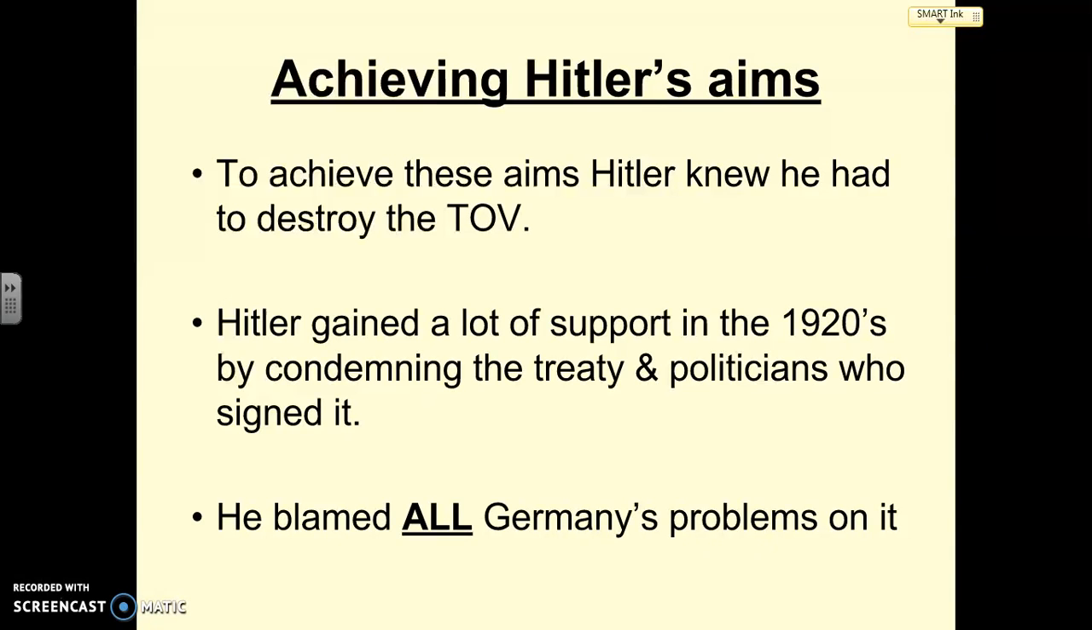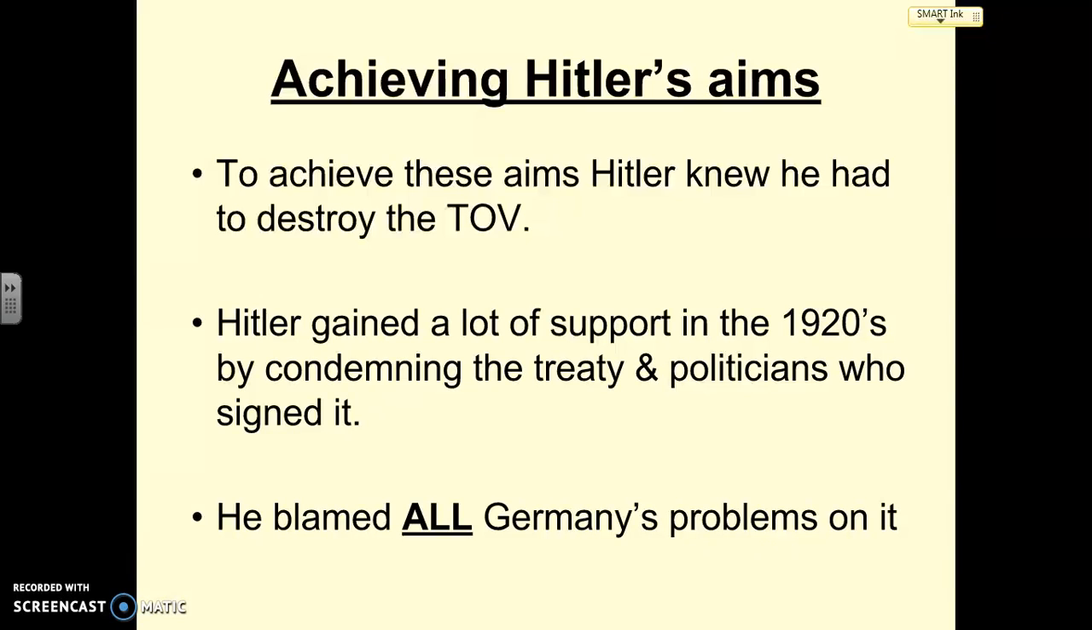So how is he going to do this? Okay. So achieving what he wants to do, the first thing is he has to destroy the Treaty of Versailles. You're writing your notes down. How is he going to do this? Well, first things first, you have to destroy the Treaty of Versailles.